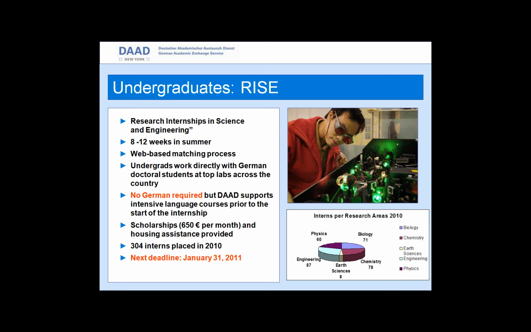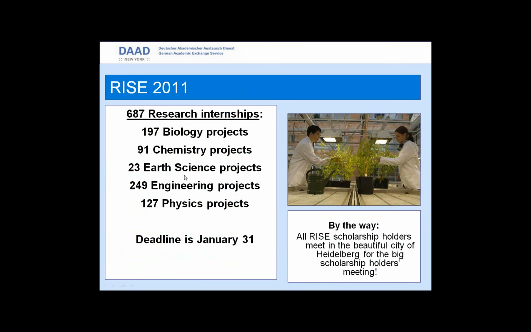I will start with RISE, which is the success story of the RISE programs. It's the program for undergraduate students, research internships in science and engineering. The internships are 8 to 12 weeks in summer. It's web-based. The undergrads work directly with German doctoral students at top labs. German is not required, as English is the language in the labs. The scholarships are 650 euros per month, and almost every PhD student assists in finding housing. Last year we were able to place 304 interns, and this year we hope to place 300.